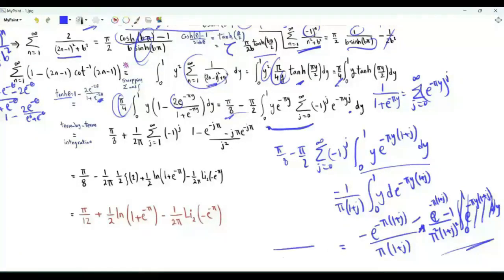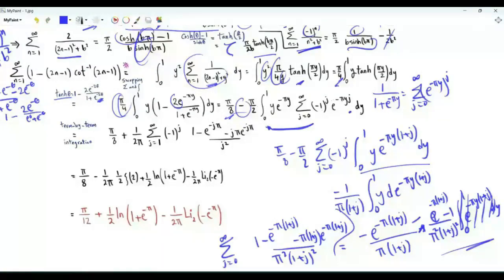Combining these two terms, downstairs we get pi squared, 1 plus j squared. Upstairs we have 1 minus e to the minus pi, 1 plus j, minus pi, 1 plus j, e to the minus pi, 1 plus j. We have the sum of this quantity over non-negative integer j. This minus sign with minus 1 to the j is minus 1 to the j plus 1. So this minus sign becomes a plus sign.